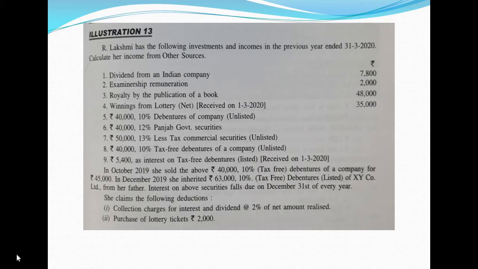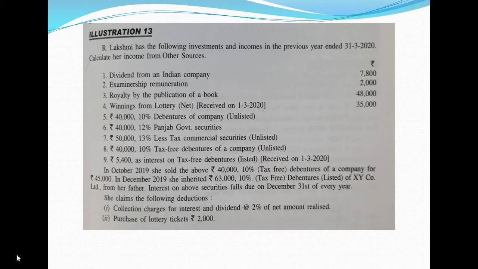Then if you look again at the second sentence of the last paragraph, it says that in December 2019, she inherited rupees 63,000, 10% tax-free debenture, that is listed, of XY Company Limited from her father. So this also will be taxable, but the point to be noted here again is that she inherited the tax-free debenture from her father prior to the due date of interest. So she received it in December 2019. Since the date has not been given, we assume that she received it prior to 31st December. So since she received it prior to the due date of interest, interest will be calculated for one full year, since the interest is payable once in a year.